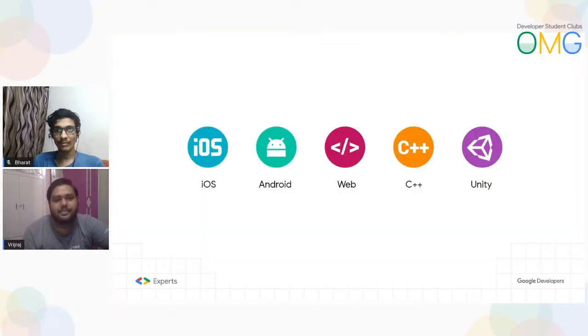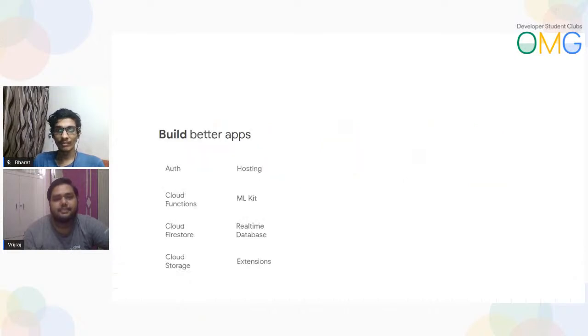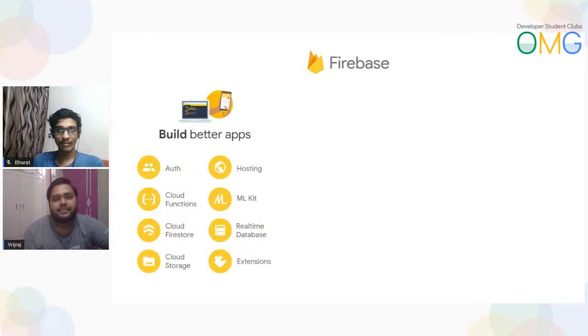Firebase is cross-platform. You can use Firebase for iOS, Android, web, C++. You can even use Unity for game development. Firebase is divided into three main categories of tools with specific goals. It helps you build better applications by making complex coding easier, and you can improve your app quality by catching issues early and fixing them quickly.